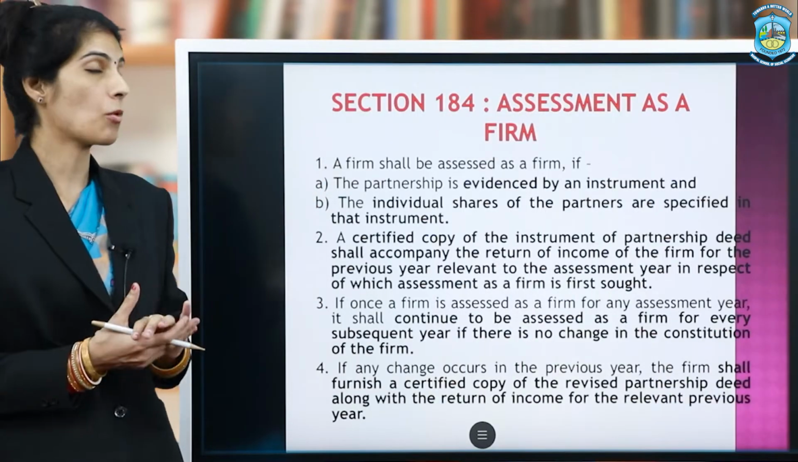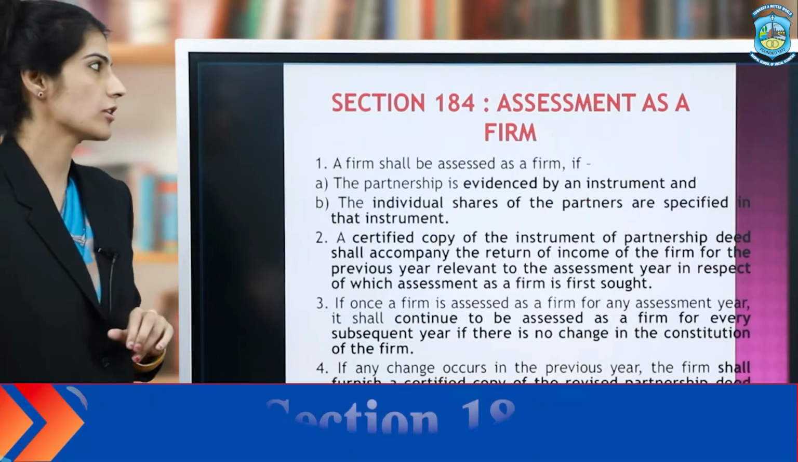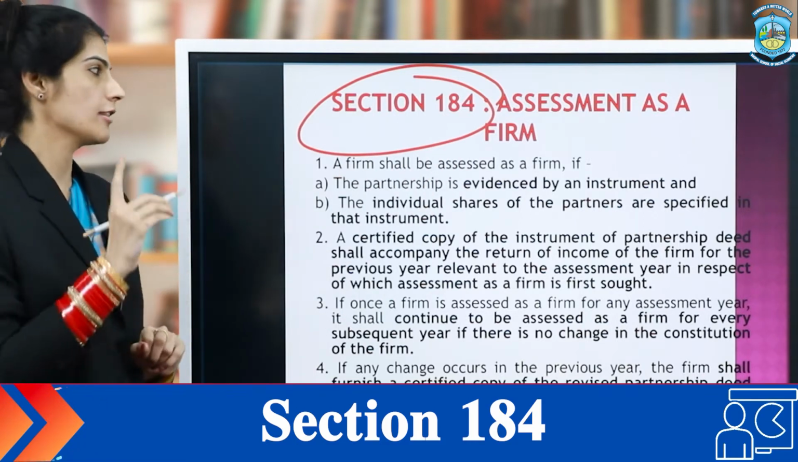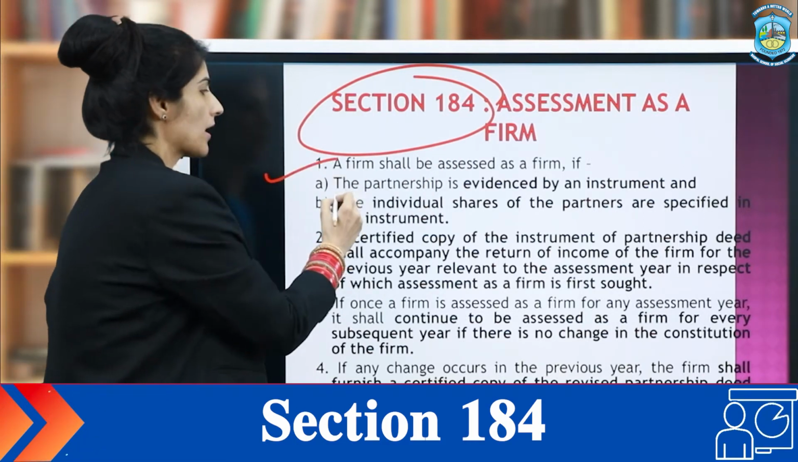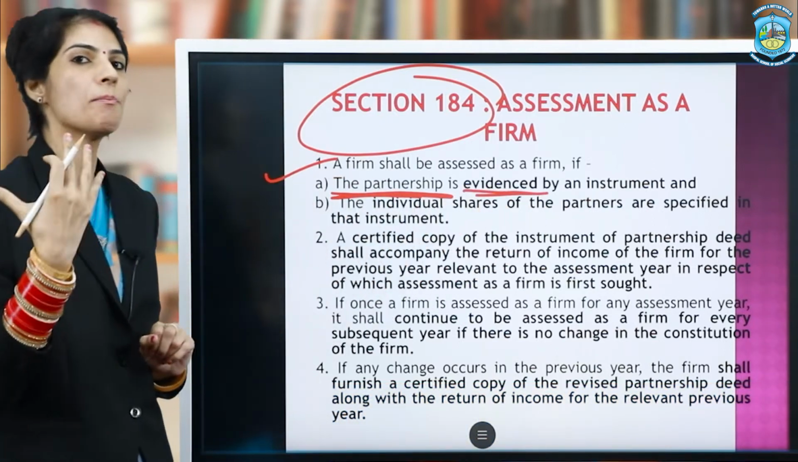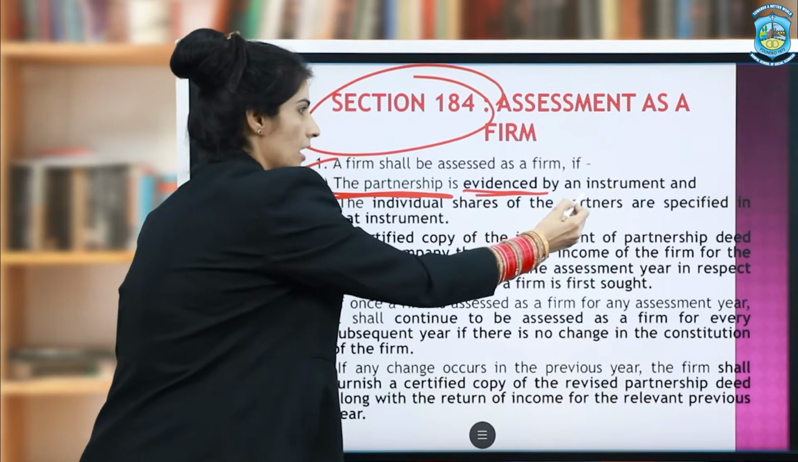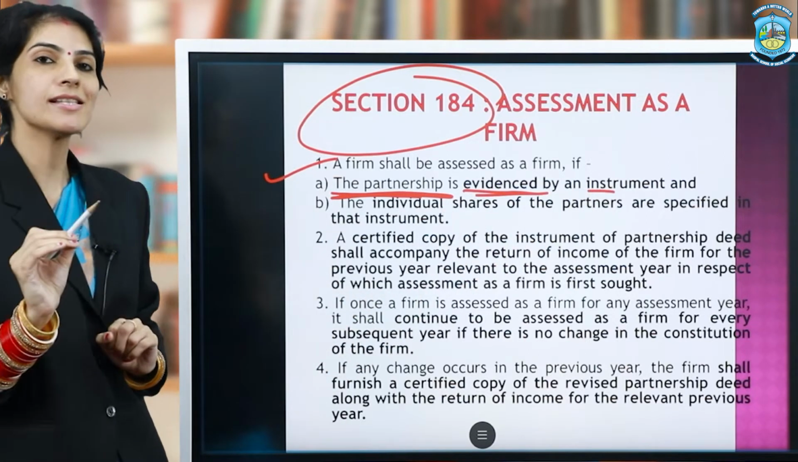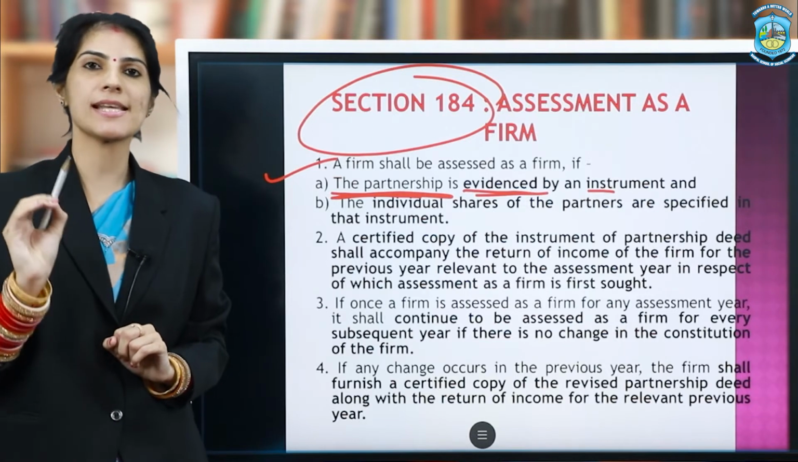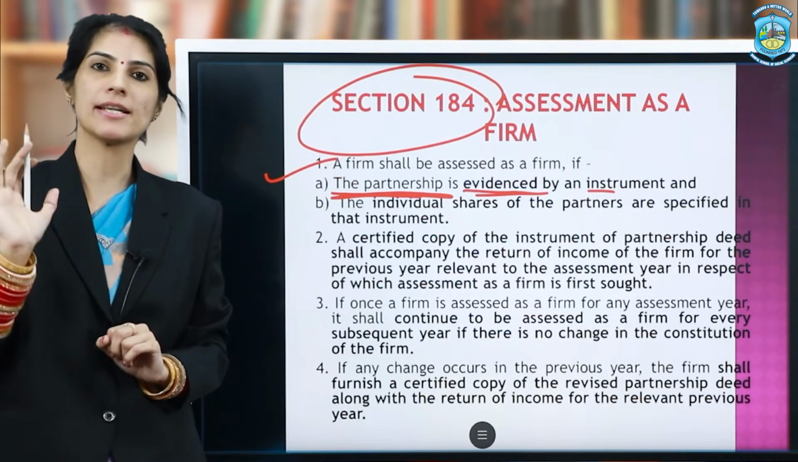Now let us see what are the conditions in which the partnership firm will fall under Section 184. The first condition is that the partnership is always evidenced or supported by an instrument. Now what is this instrument? This instrument is the partnership deed. So the first basic requirement is a partnership deed.